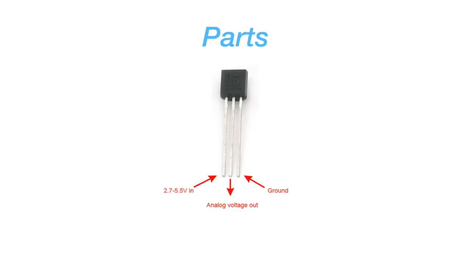This is what the TMP36 looks like, and you'll notice that it has three pins. It has its voltage input pin, where it gets its power. In the middle, it has its analog voltage out. This is where it outputs the data that will then be collected by the processing core. And then on the right side, we have its ground pin, which is pretty self-explanatory, must be connected to the ground.